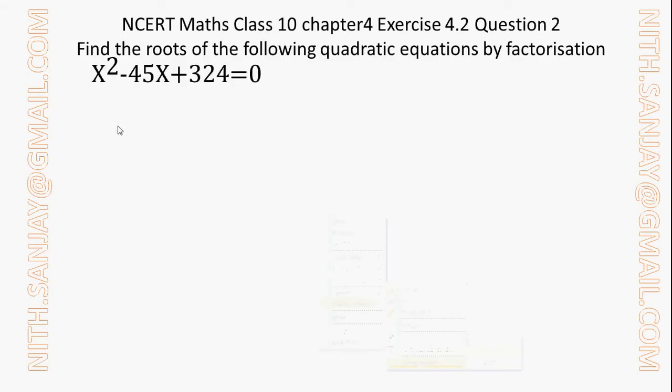So I have rewritten the equation which we have derived from the statement. The equation is x square minus 45x plus 324 is equal to 0. So to find the marbles, we have to solve this equation by factorization, because this chapter is about solving the quadratic equation by factorization.